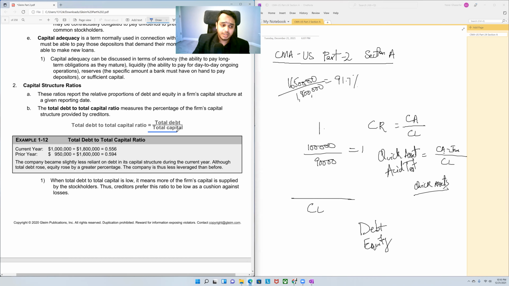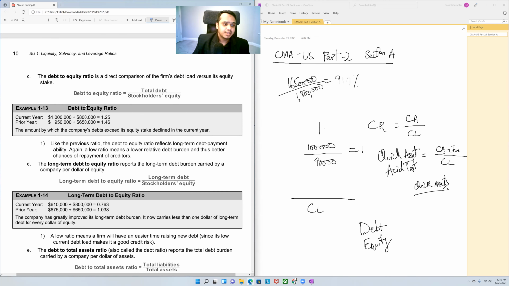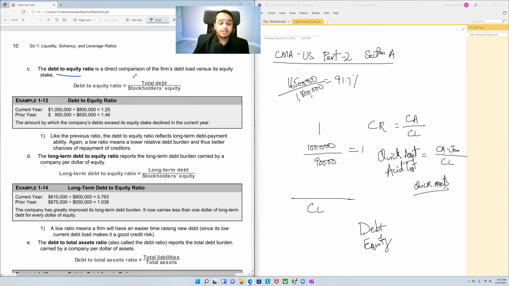Total debt by total equity. See the ratios which we have to calculate. The total debt to total capital ratio goes with the question itself: total debt divided by total capital, nothing else. Then debt to equity. Debt to equity is nothing but total debt divided by stockholders' equity. Now, how much is that percentage?